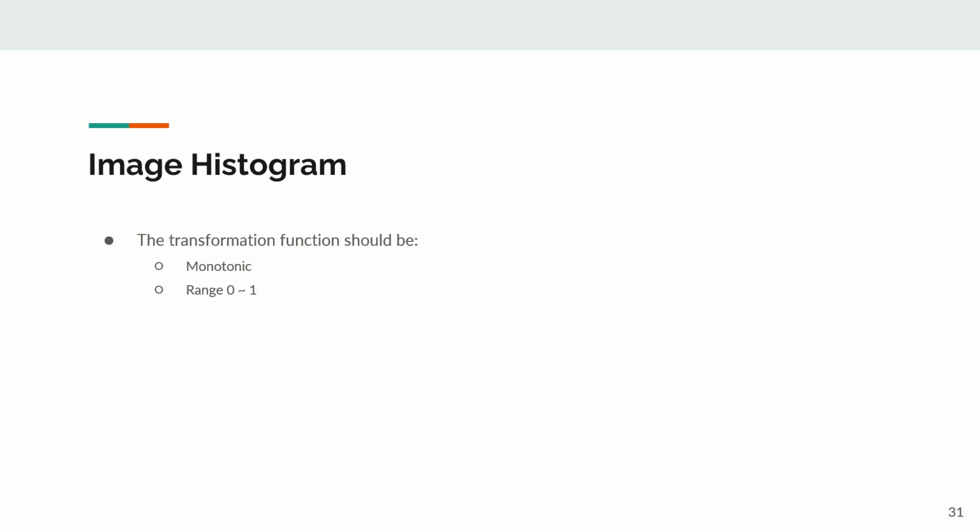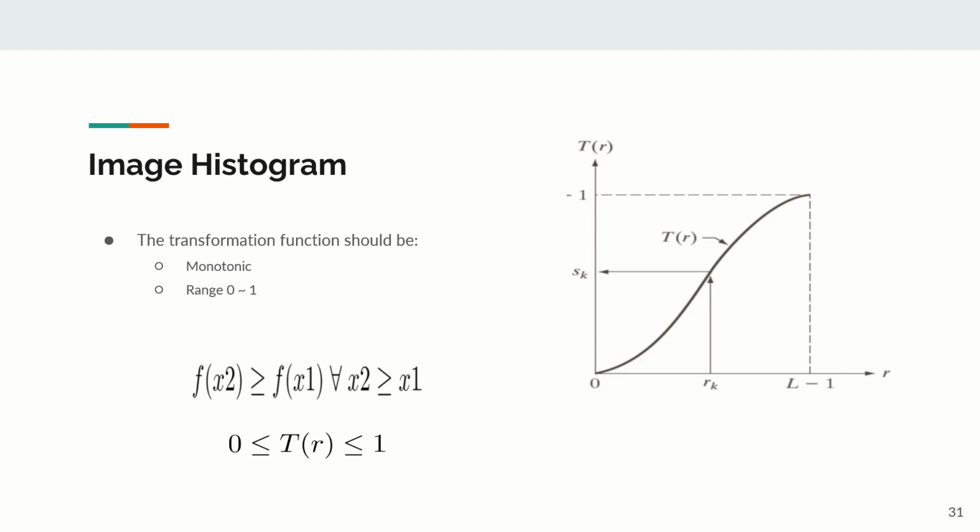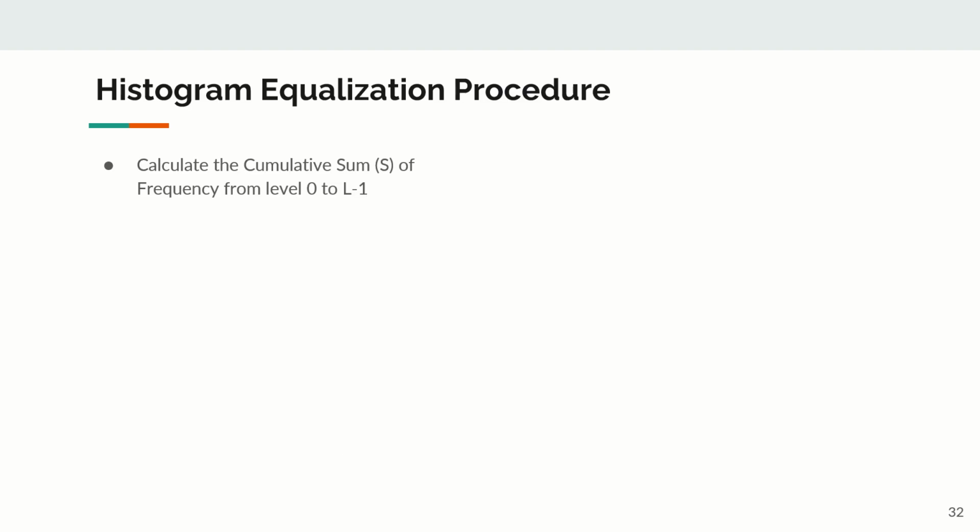There are two conditions for the transformation function in histogram equalization. It should be monotonic, that is, its value along the x-axis should not decrease, and its range should be between 0 and 1. A typical transformation function fulfilling the condition is shown. We don't select it manually, we obtain it using a well-defined procedure. Let's discuss the procedure.